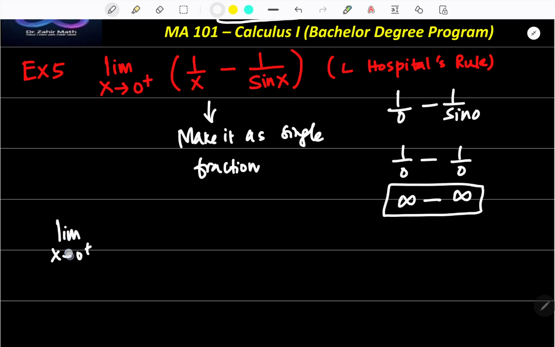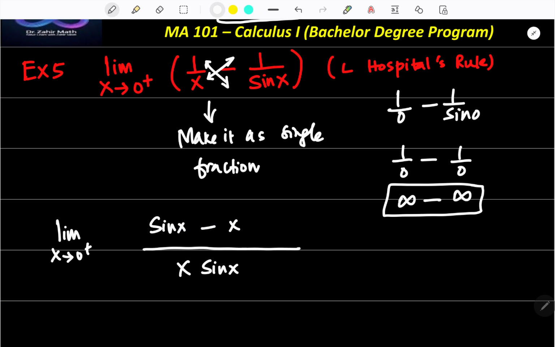Limit x tends to 0 plus. So take this one. That is called a single fraction. So x sin x in the denominator, and then here sin x minus x. Very simple. Single fraction means like this, only one. But here it was two, right?